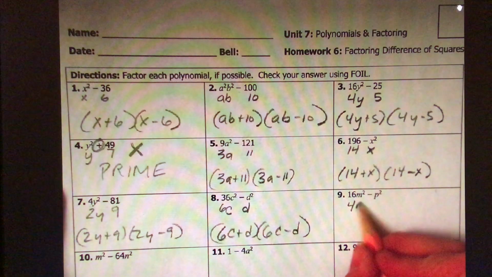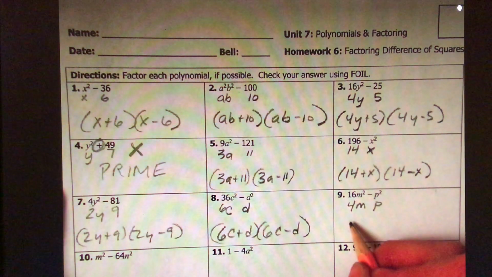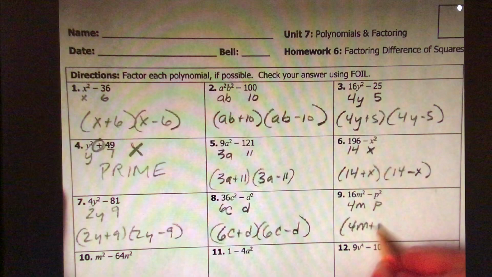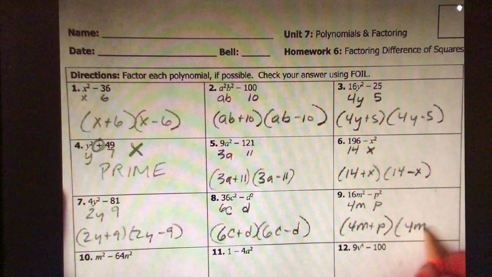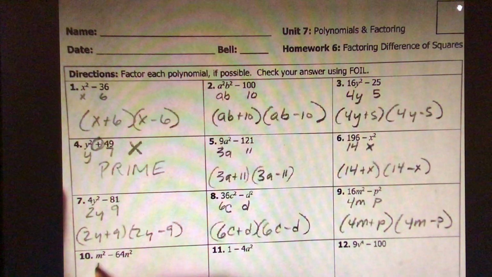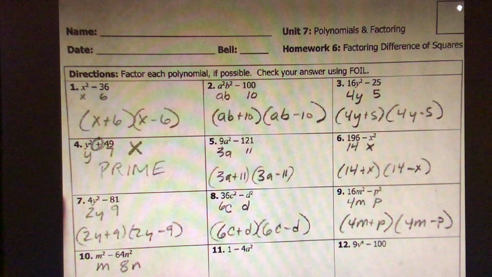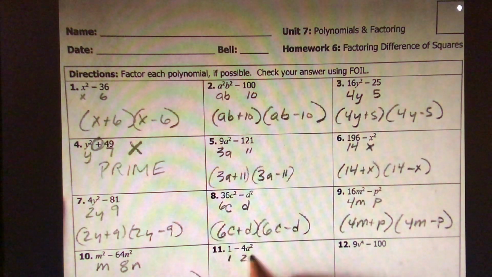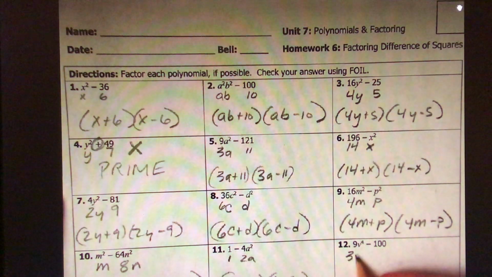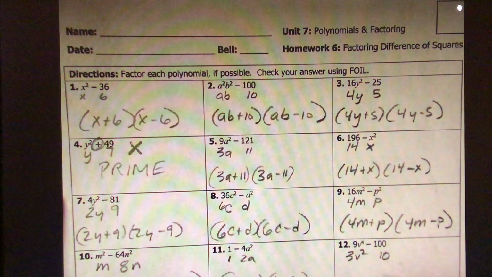Let's see, we have 4m, and I've got a p. 4m plus p, 4m minus p. m, 8n, m plus 8n, m minus 8n. 1, 2a, 1 plus 2a, 1 minus 2a. So you can probably see this pattern. It can go pretty quickly. 9b squared, and then 10. That would be 3b squared plus 10, and 3b squared minus 10.